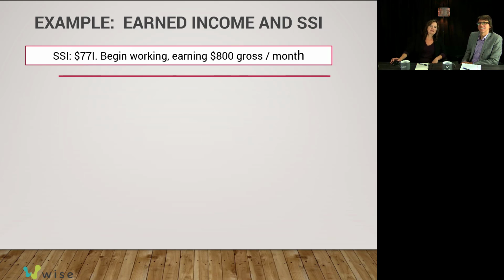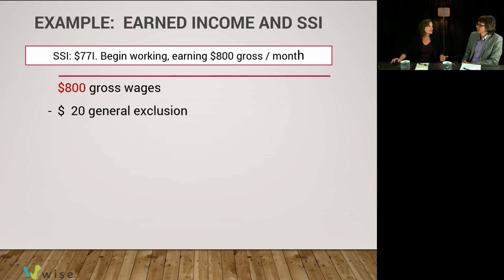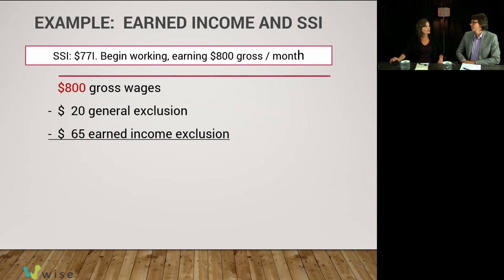So the next example is with SSI and earned income. Now let's say, for example, that somebody has a job in which they are getting paid $800 per month in gross wages. Now remember that $20 general exclusion that we were able to use with unearned income. Here we get to apply it to earned income, since there isn't unearned income in this situation. Okay. So we're going to take that $20 general exclusion, and then we get to apply an earned income exclusion.